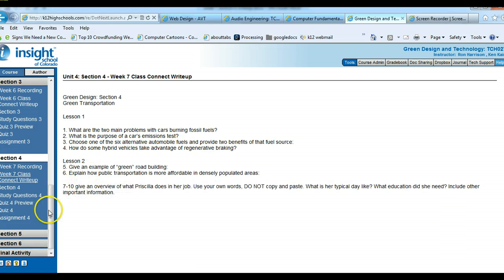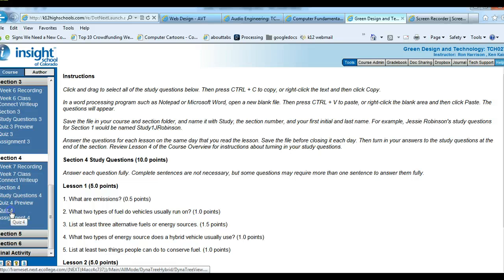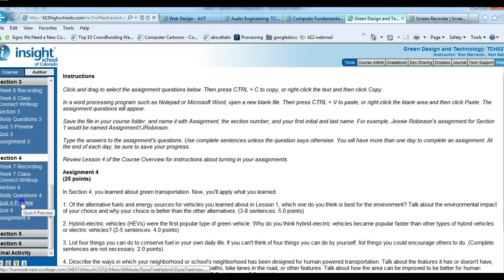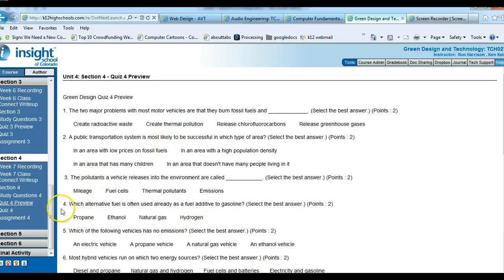So that's all the work for this week. That's the lesson for this week. And you have the study questions you'll do. You have the quiz, and of course the assignment, make sure you look at the quiz preview before you do the quiz.